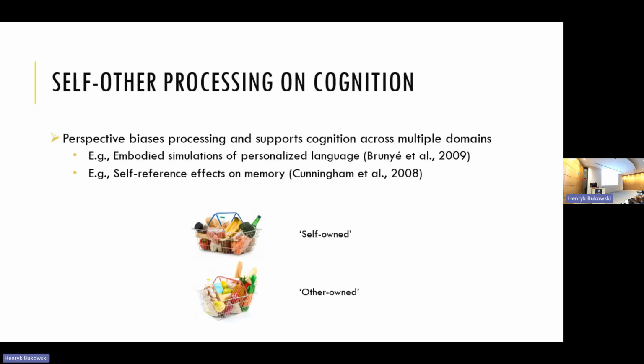We also know that there is a distinction, and particularly a preference, towards the self-interpretation of events on memory. In these sorts of tasks, participants are instructed to encode information, in this case items in a shopping basket, either as belonging to the self or belonging to somebody else. And what you find is that people are better at recalling the items that have been encoded according to self-ownership.